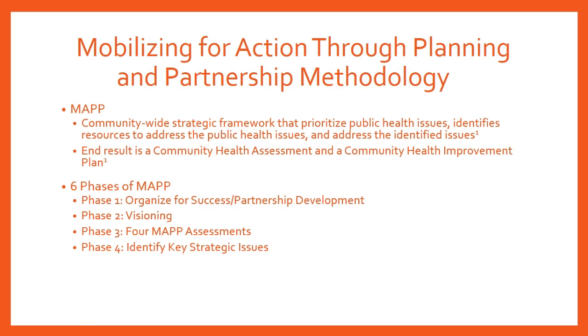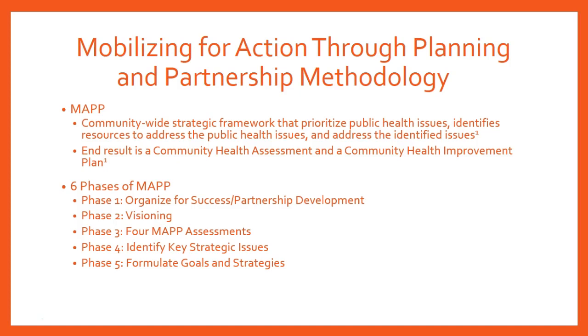The next phase is identify key strategic issues. During this phase of the MAP process, participants develop an ordered list of the most important issues facing their community. Strategic issues are identified by exploring a convergence of the results of the 4 MAP assessments and then determining how those issues affect the achievement of the shared vision.